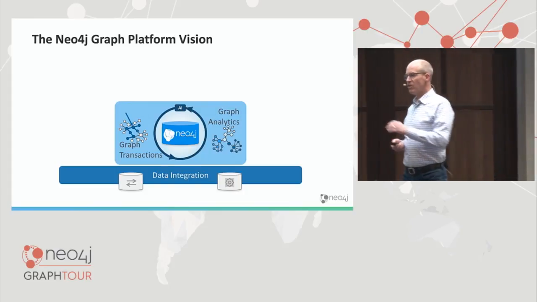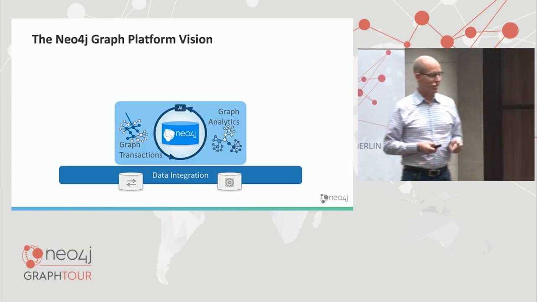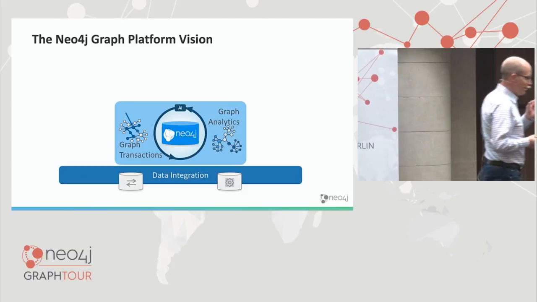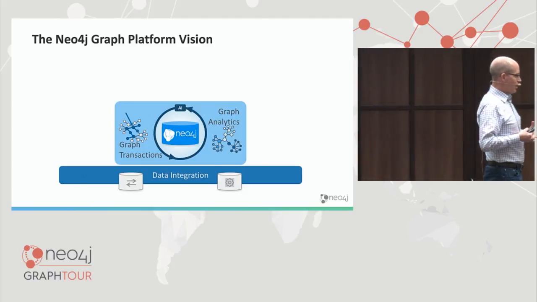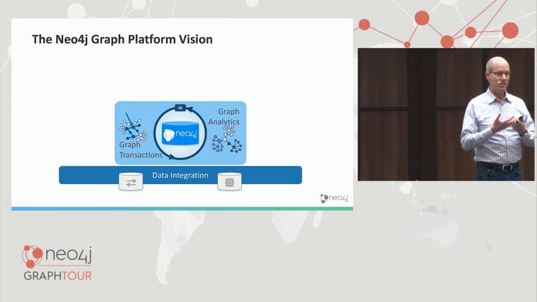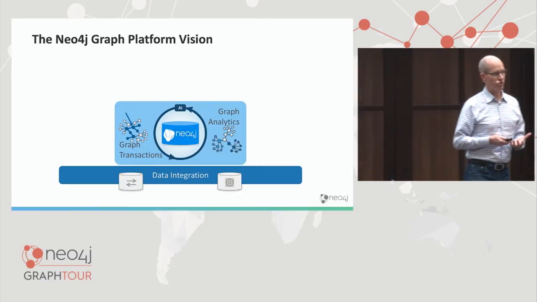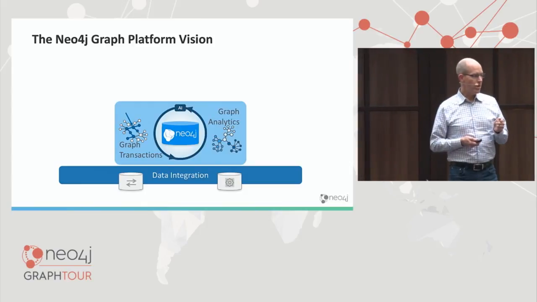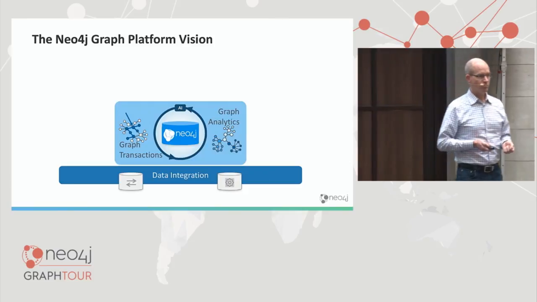Now, the next fundamental underpinning of a graph platform, as we think about it, is data integration. In order to think about Neo4j being a valid and first-class data citizen in the ecosystem, we need to think about how we get data into and out of Neo4j. Now, we've built a number of tools to make it possible to get data in and out of Neo4j.